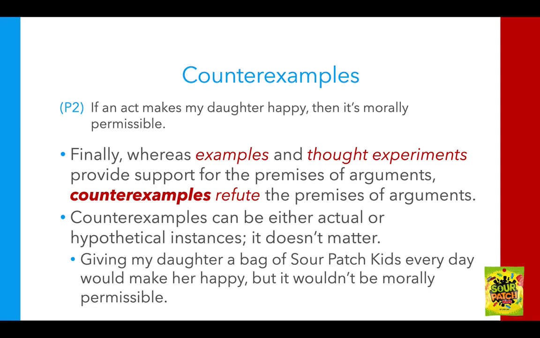So that shows that just because something makes my daughter happy, it's not morally permissible to do. What a good counterexample does, as we'll talk about more in a minute, is that it makes the antecedent of the conditional true. This act makes my daughter happy, but it's not morally permissible. And that shows that this conditional claim is false.